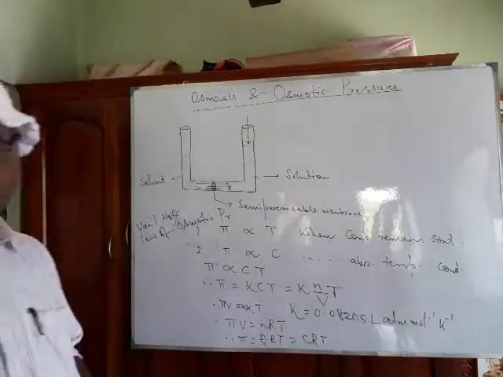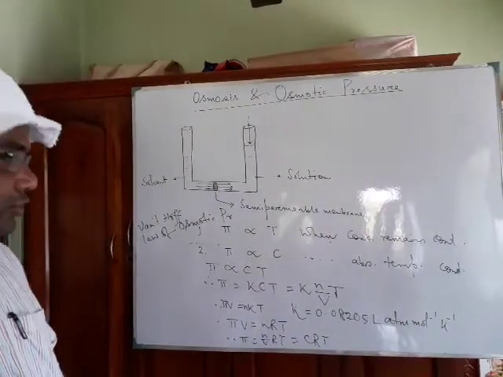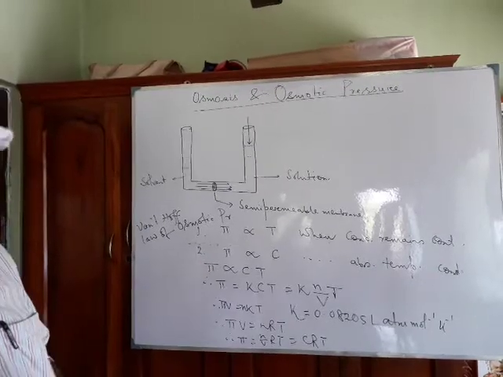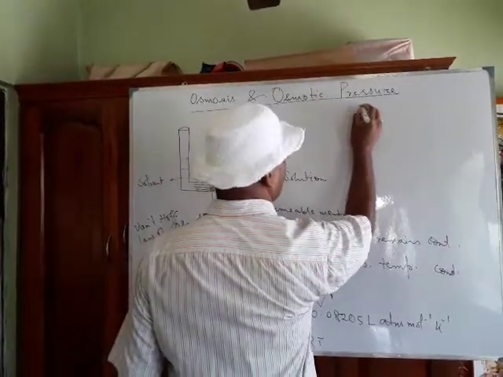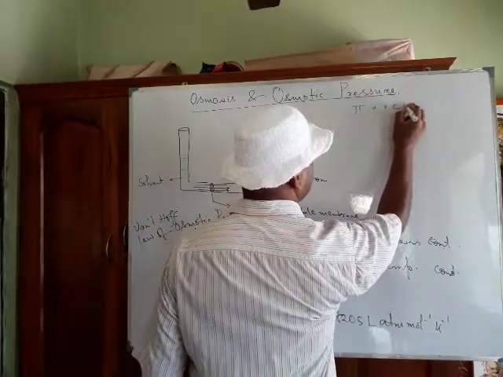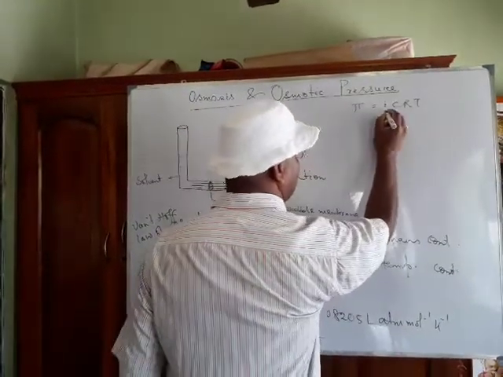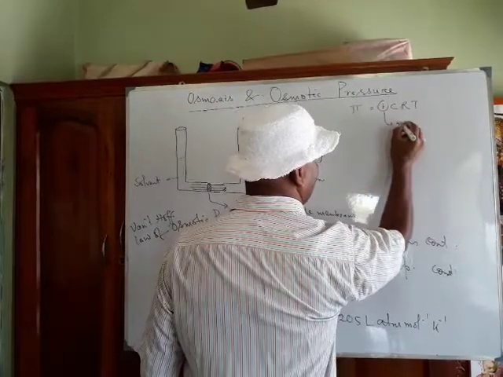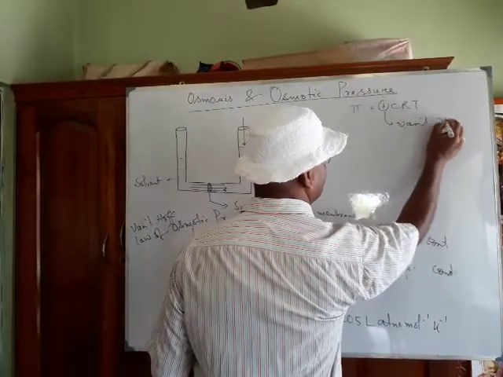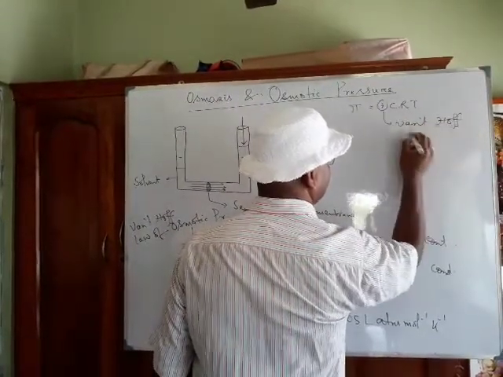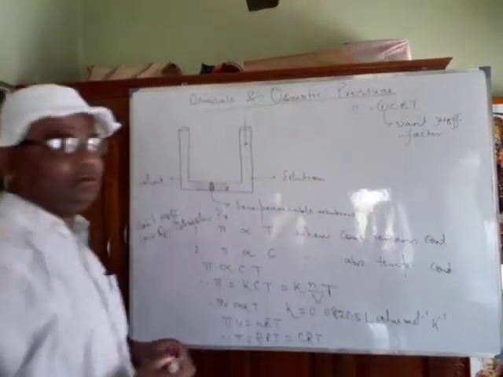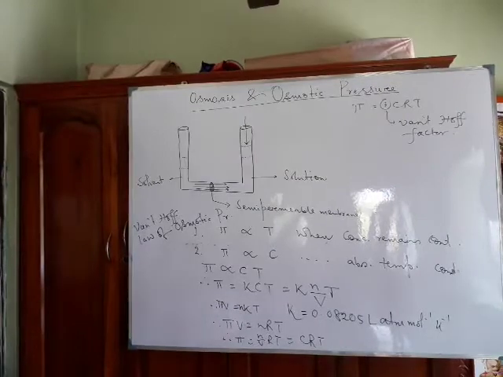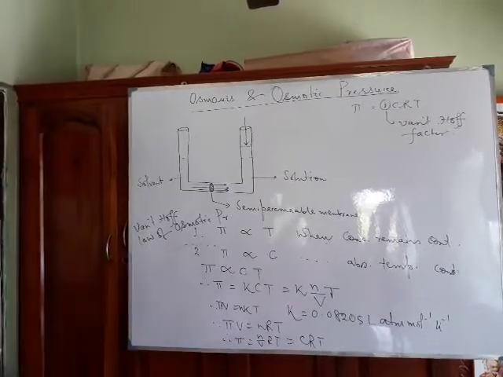Now, if the solute dissociates or associates, obviously at that time pi will be equal to iCRT, where i is called the Van 't Hoff factor. And I told you how to find out the value of i in case of dissociation or in case of association.